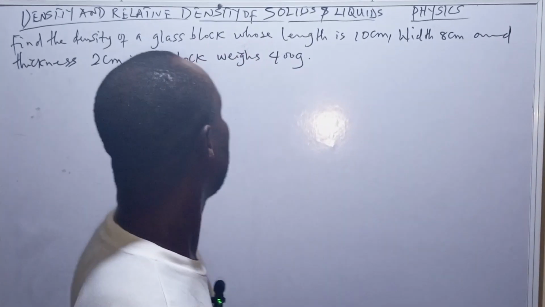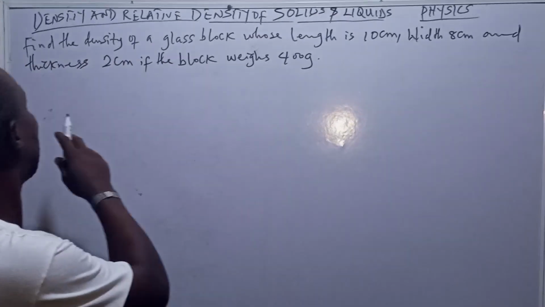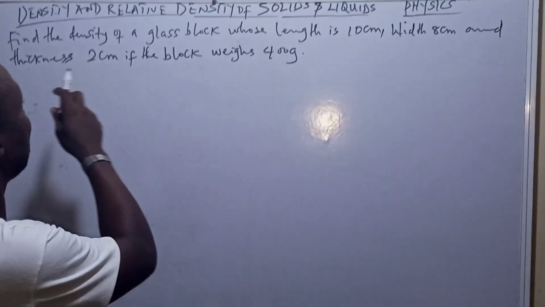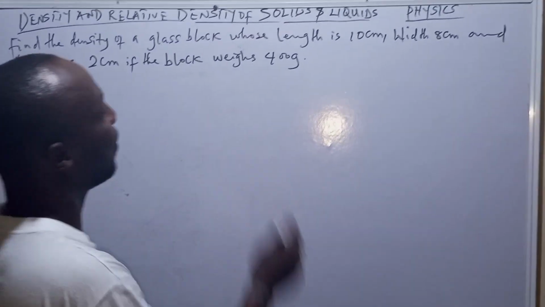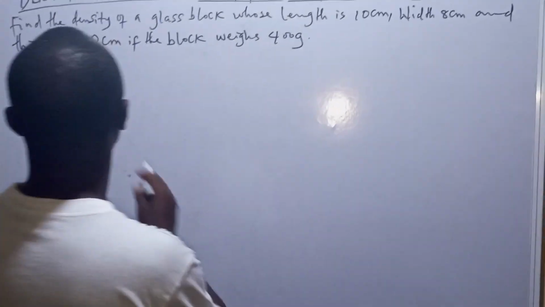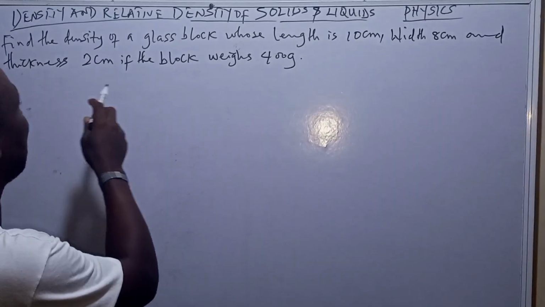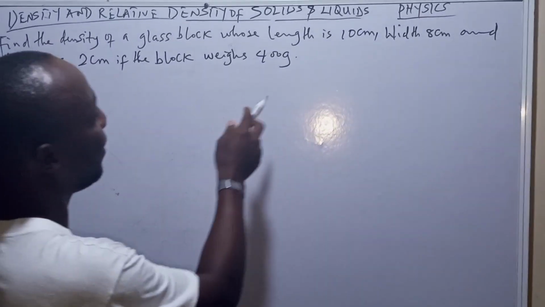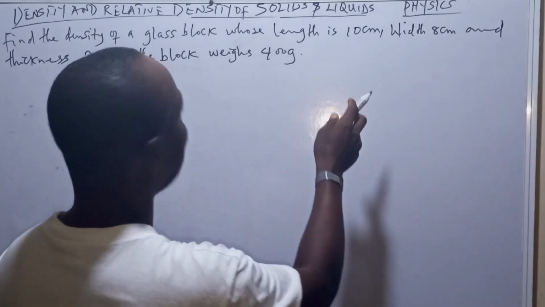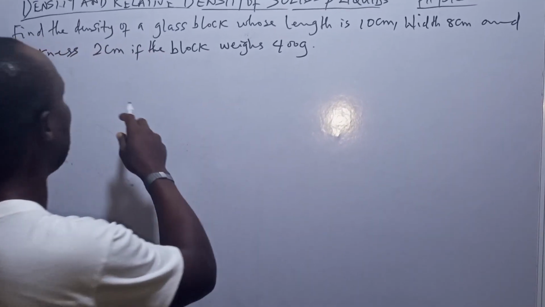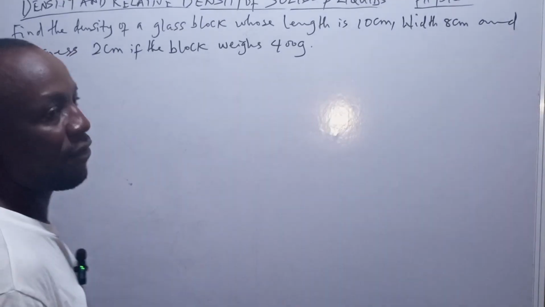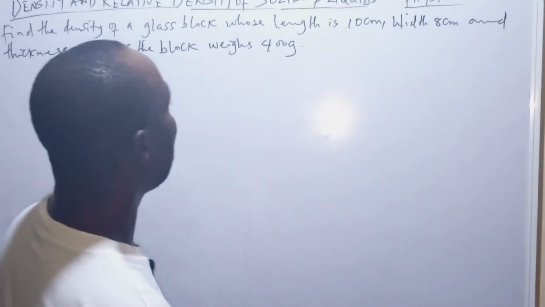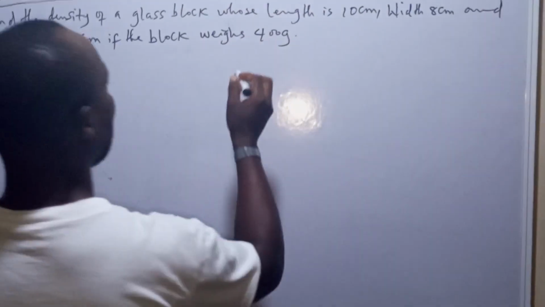Today we have a problem here. It stated that find the density, problem on density and relative density of solids and liquid. Find the density of a glass block whose length is 10 cm, width 8 cm, and thickness 2 cm if the block weighs 40 grams. Now let's see how we'll solve this in our usual way.